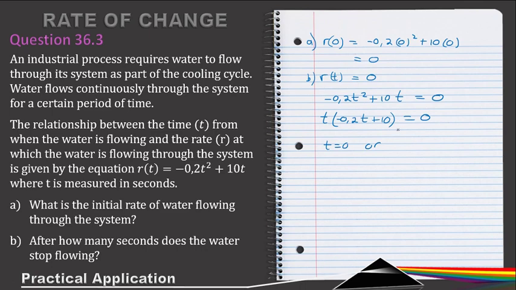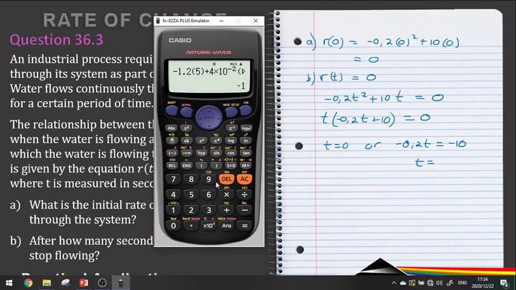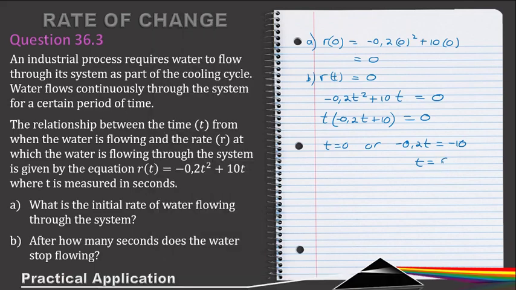negative 0,2 t is equal to negative 10, and then t is equal to negative 10 divided by negative 0,2, which is equal to 50. Okay, so 50 seconds. So this is 0 because that's where it started, but this is where it stops flowing, at t equals 50 seconds.